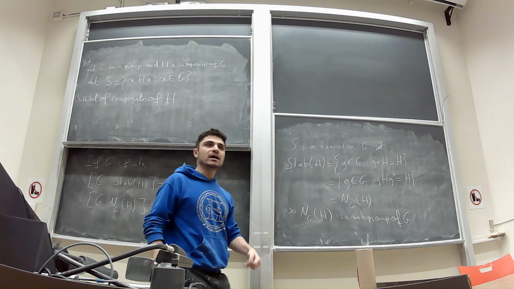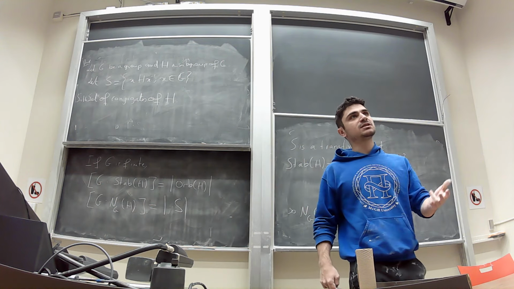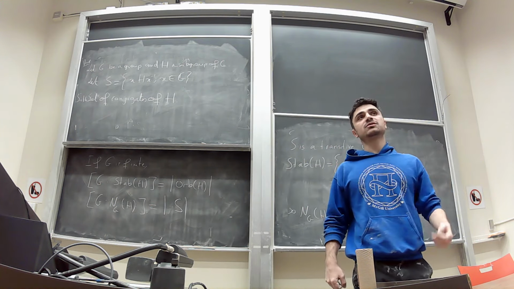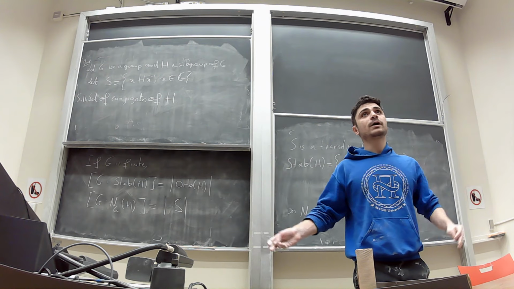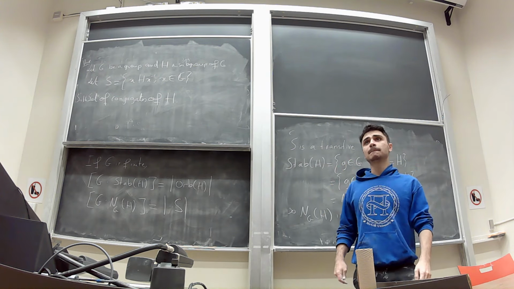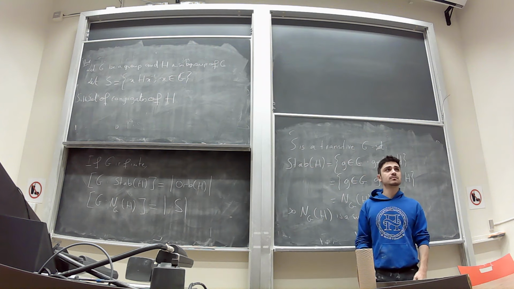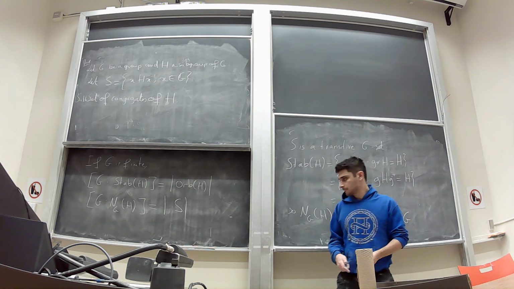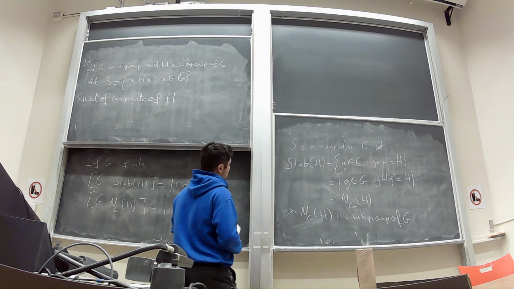How many elements do you have in an orbit? If this orbit is finite, it's the index of this stabilizer. Okay? Is it clear? Any questions on this? Okay. Now let's go back to prove Sylow's third theorem.